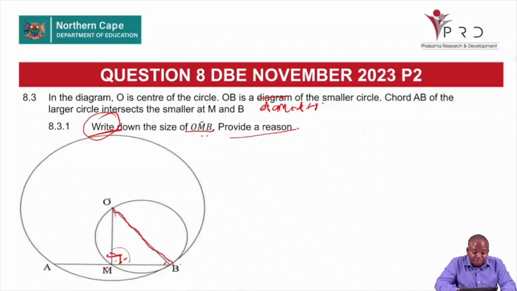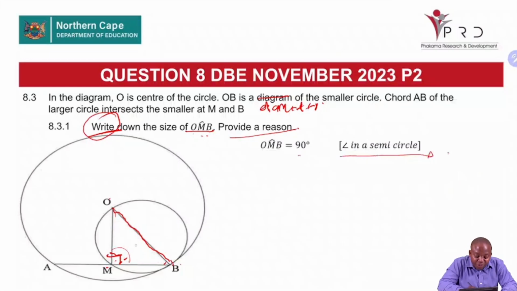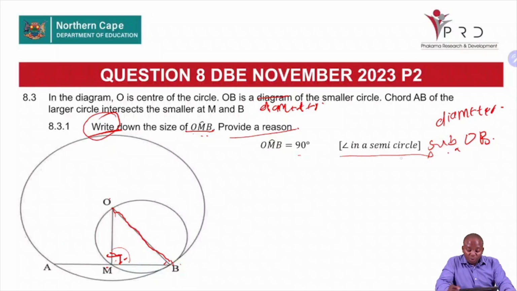What is the reason behind this? OMB is 90 degrees. It is angles in a semicircle. It is subtended by the chord, so this is subtended by chord OB or diameter. Sorry, it's subtended by the diameter OB. So it is subtended by that diameter in that case. So we write it down as 90 degrees.